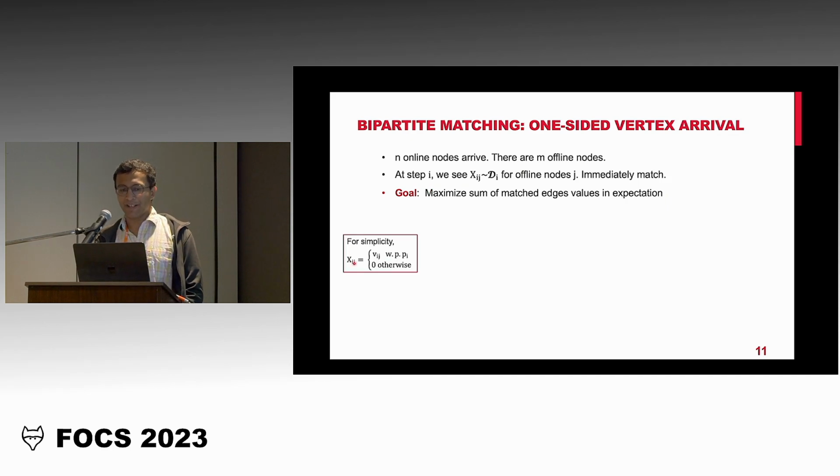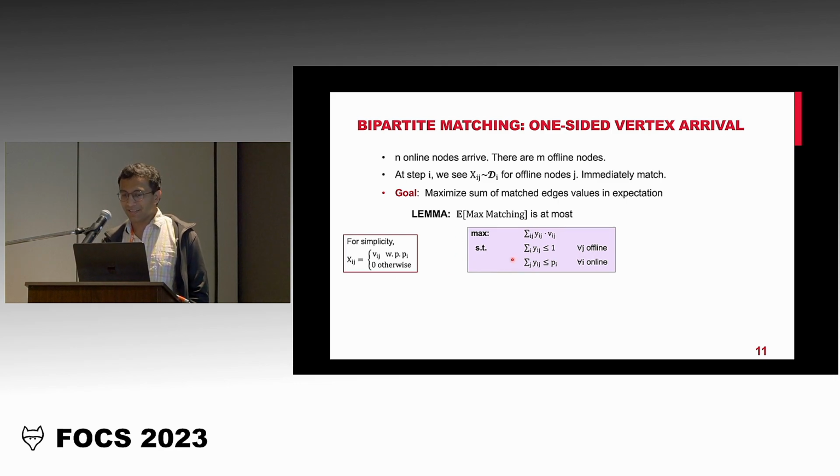I'll assume again some kind of a simple distribution. Think of it like whether the ith online node shows up or not. So it shows up with probability pi. If it shows up, then it has some known values vij's. Otherwise, the ith node does not show up and the edge weights are 0. So again, simplified so that I can write a simple LP relaxation. Again, things can be generalized to beyond Bernoulli distributions.